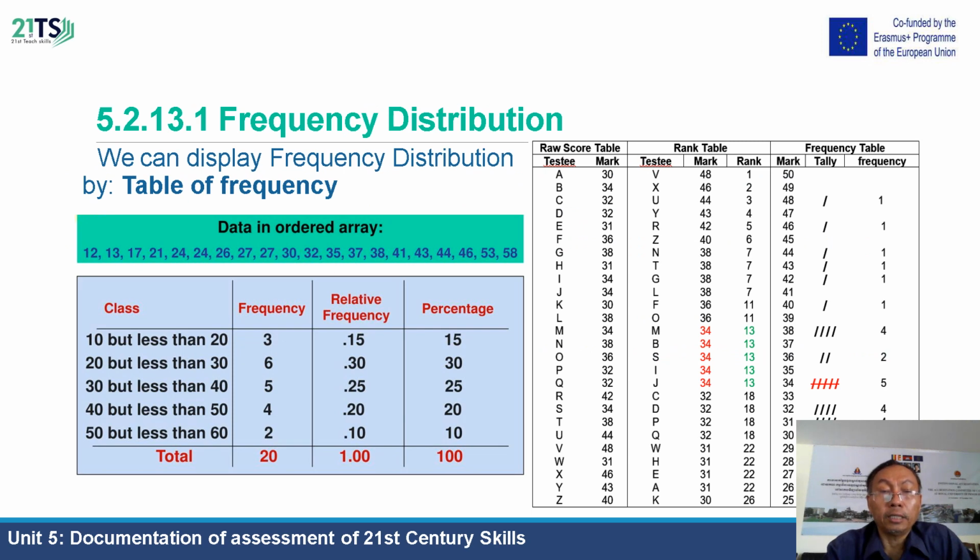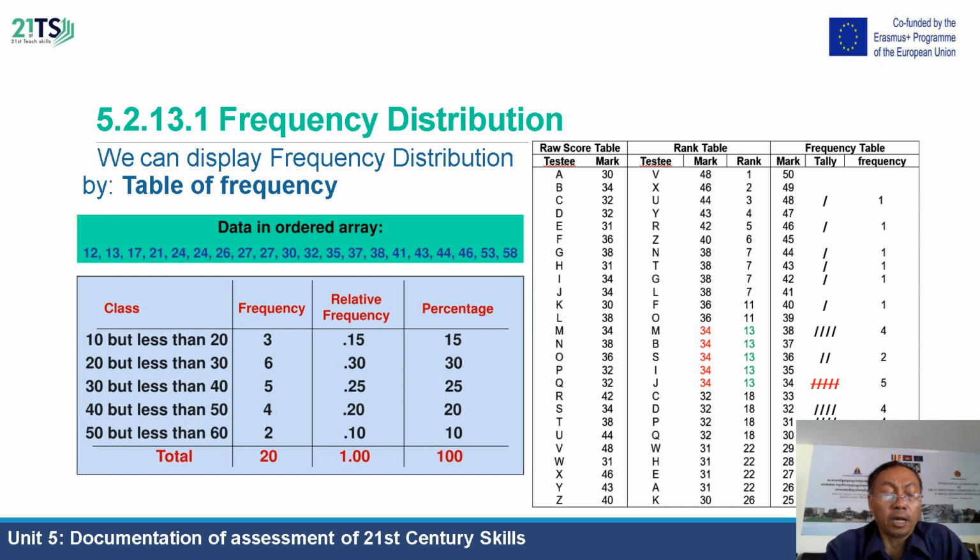Here is another example of frequency distributions. Study the table on the right-hand side roughly. We can display frequency distributions by a table of frequencies. Data in ordered arrays range from 12 to 58. This data could be classified into 4 categories: class, frequencies, relative frequency, and percentage.